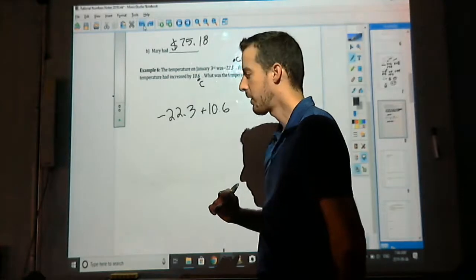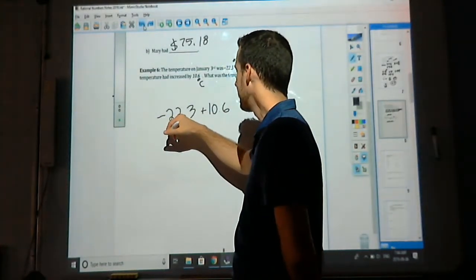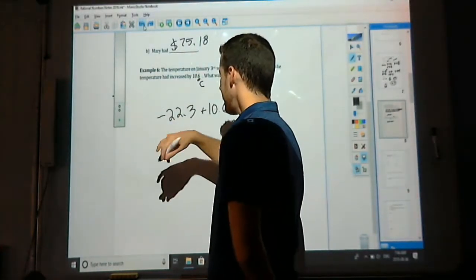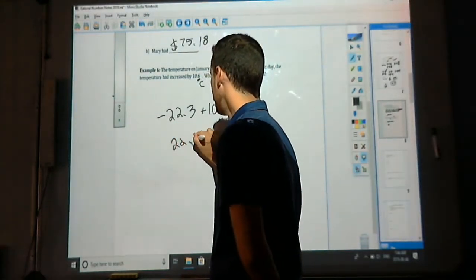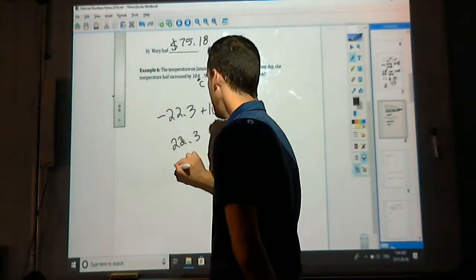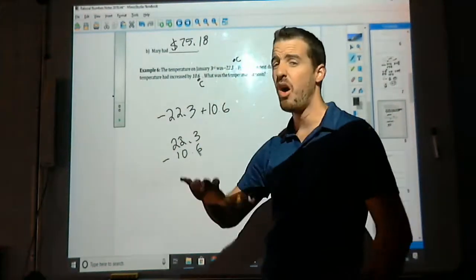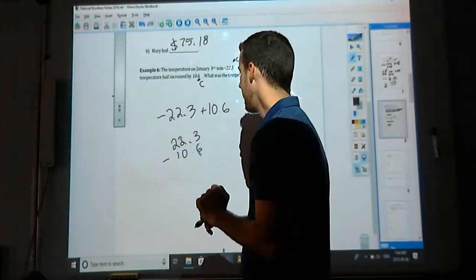Okay, so now what we're going to do is we're actually going to flip things around a little bit, okay? So we're starting at negative, but we're adding, okay? So what we're going to do is kind of flip this around and we're going to switch the signs, okay? So we're going to start with 22.3, okay? And we're going to subtract 10.6. You can always flip your signs if you're just dealing with a couple rational numbers.